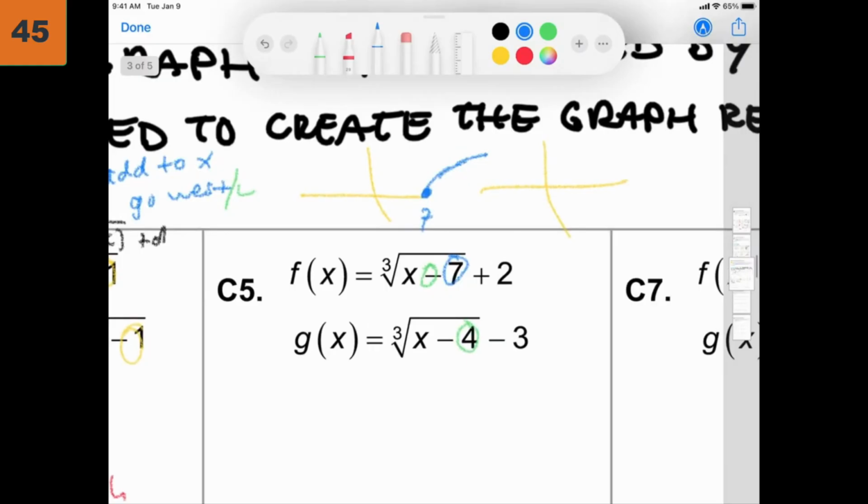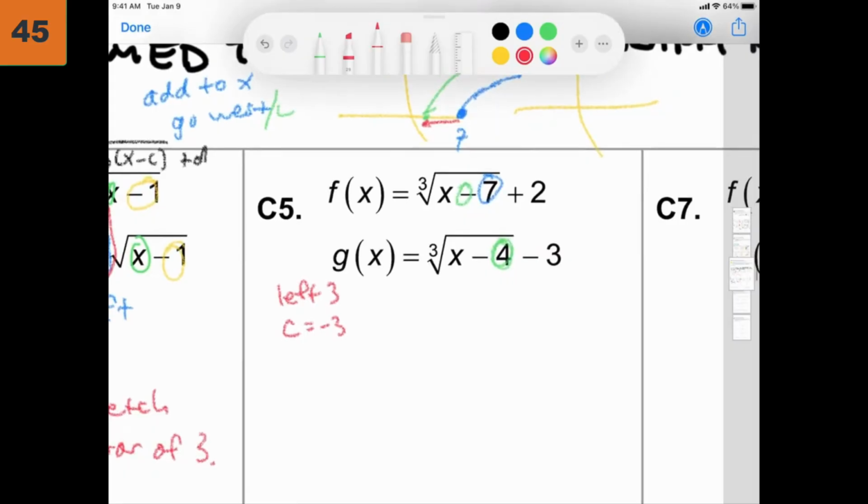And then if you do the green one, at 4, how did you get there? Well, you went left 3. So left 3, essentially that is a C that is -3. Okay? So let's write that. Shifted left 3 units.